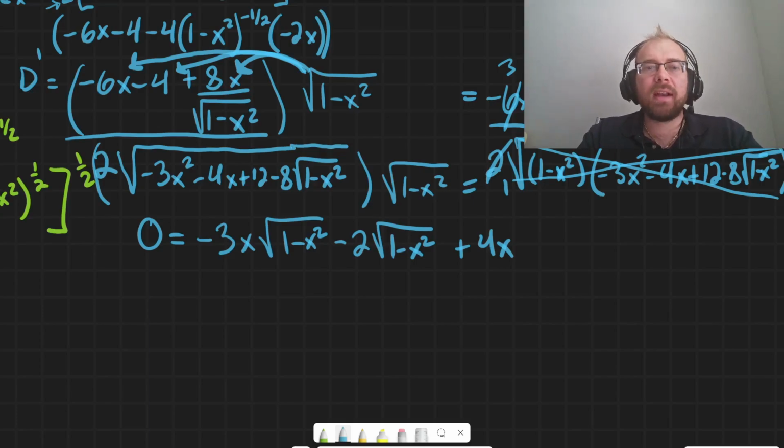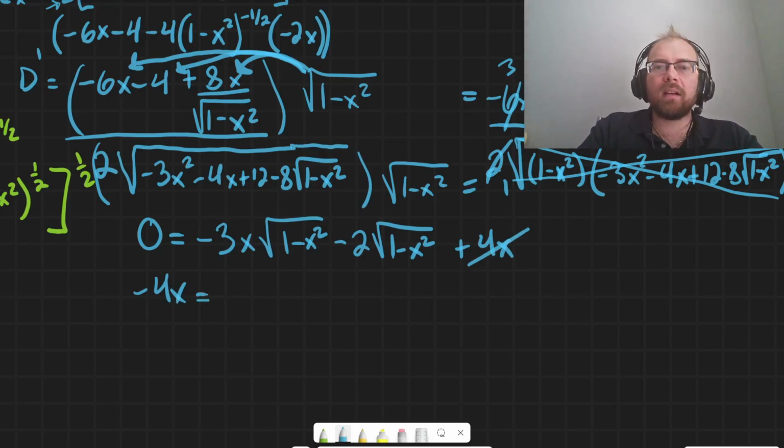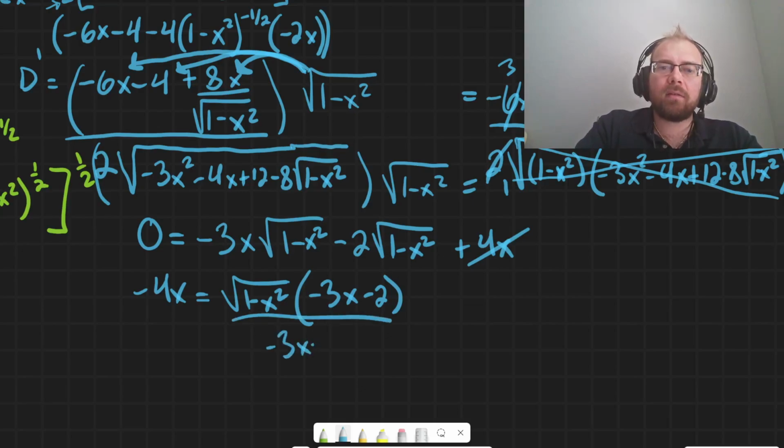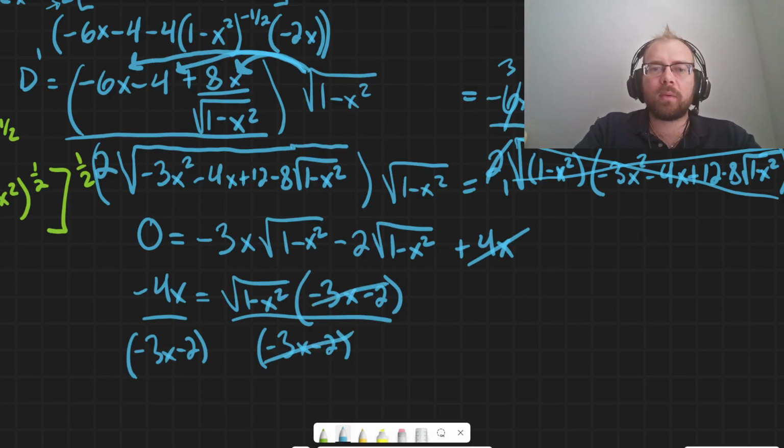I want to try to get the square root isolated so I can try to turn this into a polynomial if at all possible here. In order to do that, I'm gonna need to factor it out. So I'm gonna minus the 4x from both sides. So that'll go away. I'm gonna minus that 4x on both sides, and then I'm gonna factor out the 1 minus x squared, so that what's left is minus 3x minus 2. And then if I divide both sides by that, so my goal here is to try to get the square root part isolated.